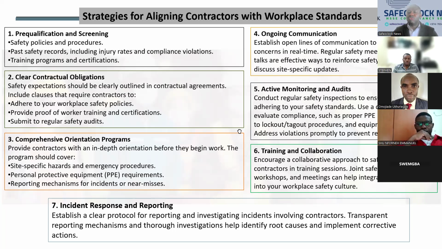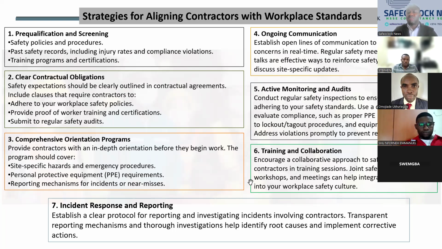You ensure that you measure the standard of training that they are giving to their workers, especially while they are still within your facility. So there should be adequate collaborations, to ensure that the training they give to their workers is sufficient and adequate.